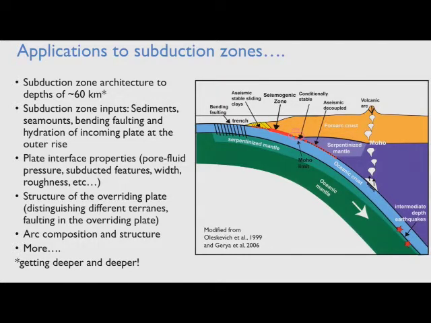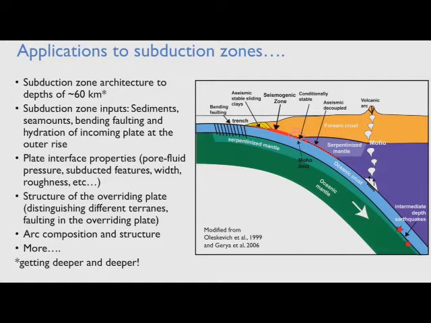And basically, they can do a bunch of stuff for us. We can learn a lot about subduction zones using these data. We can have constraints on the overall architecture of the subduction zone, both along the megathrust and beneath the arc to depths of 50 or 60 kilometers. This is getting deeper all the time. I'll show you an example of reflection imaging of the LAB if I get a chance.